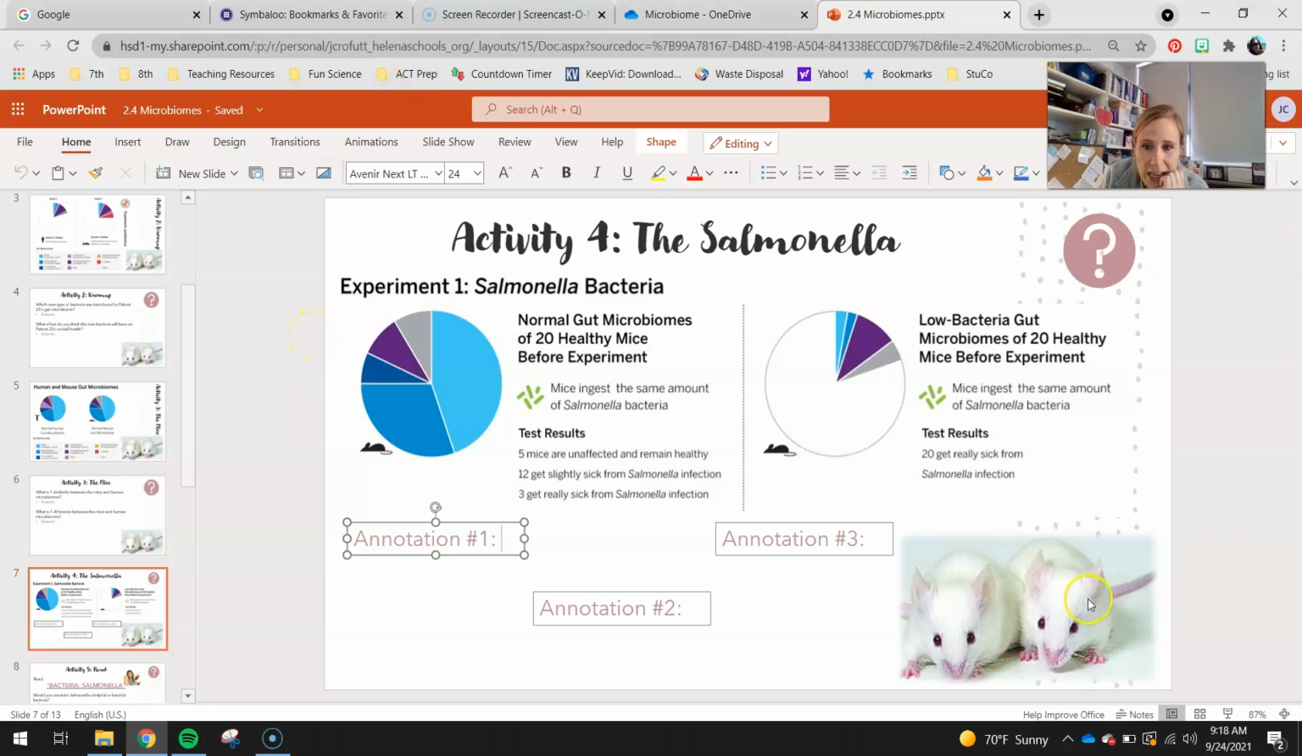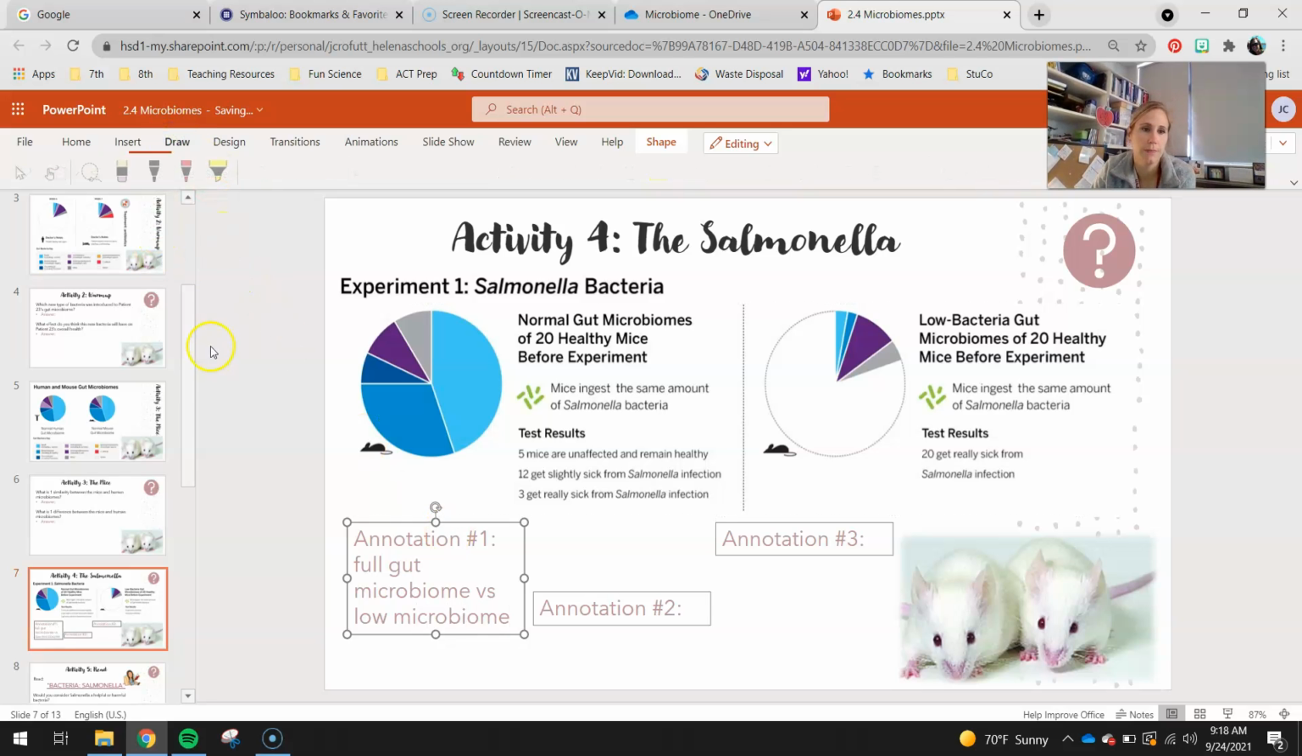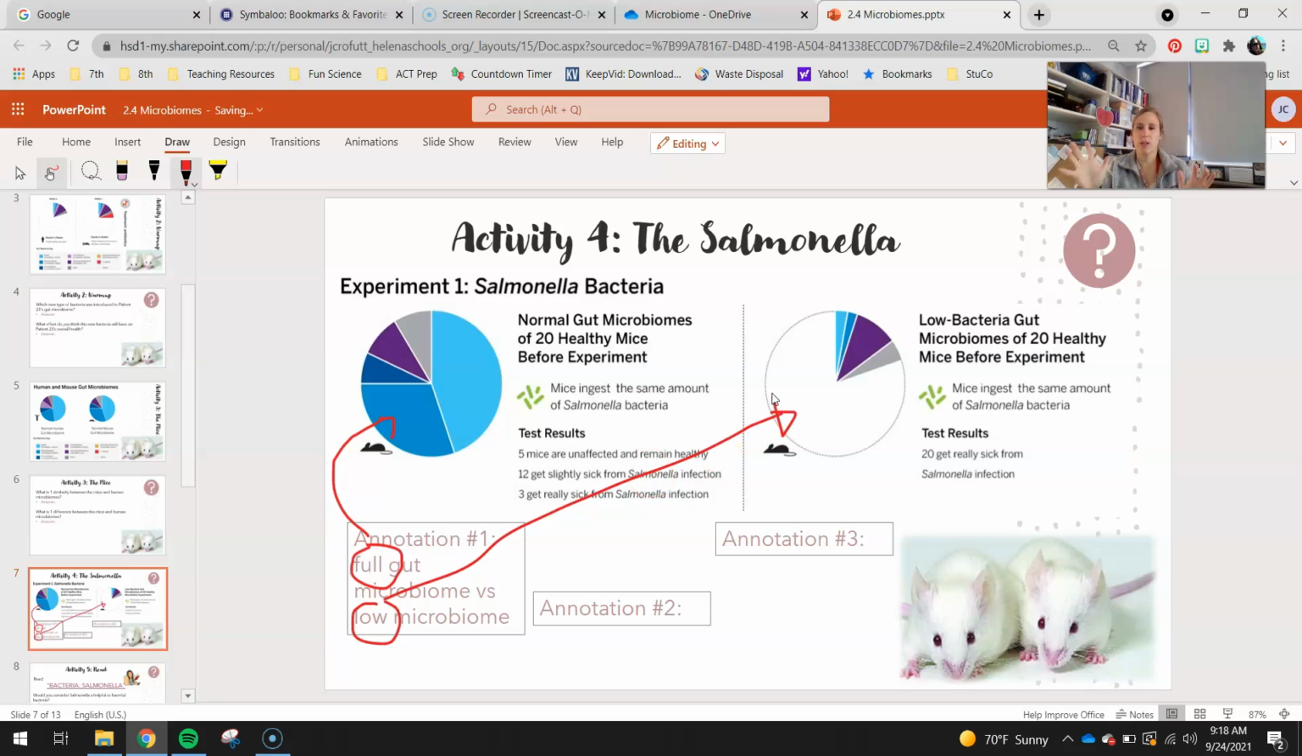For instance, we might look and say, this mouse has low gut microbiome, so he doesn't have very many bacteria growing, versus this one has a full gut microbiome. So we can say full gut microbiome versus a low microbiome. Okay, and then what you guys will do is you'll use the draw tool to draw. All right, here's my full. Okay, and then here's my low. Okay, so you guys can use your draw tool to kind of point to what you're talking about.